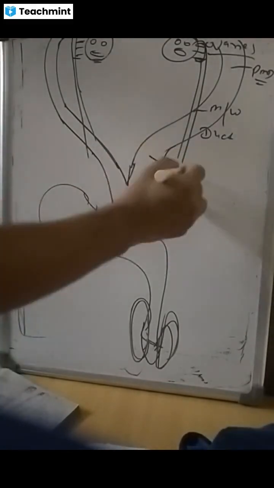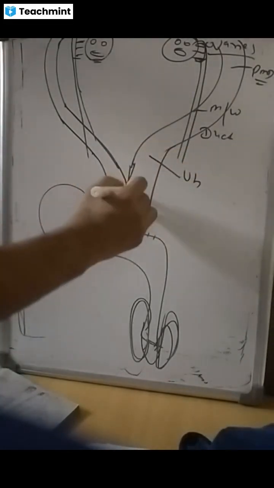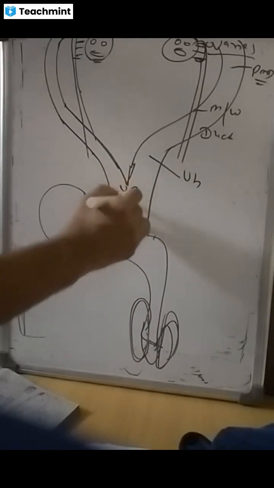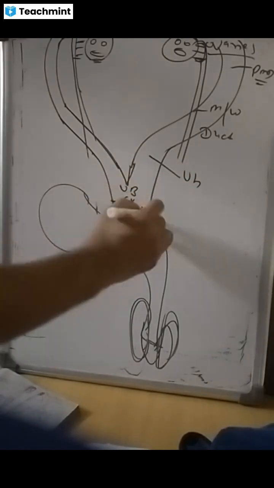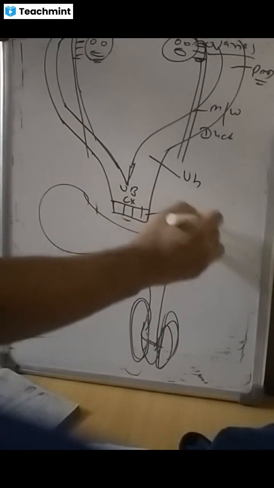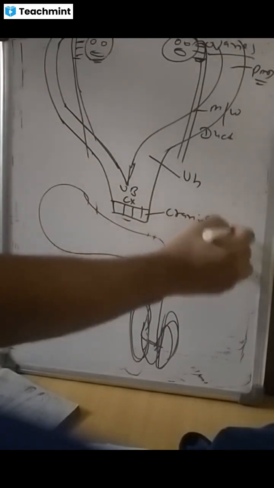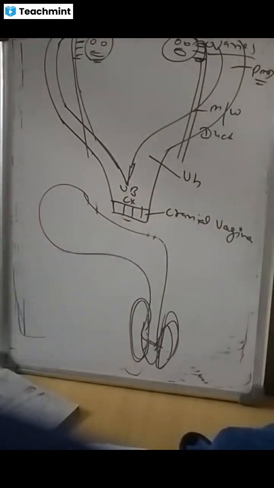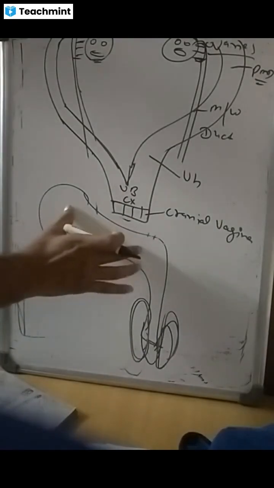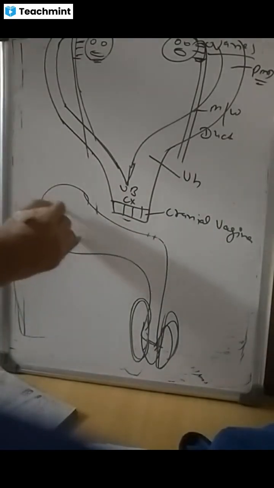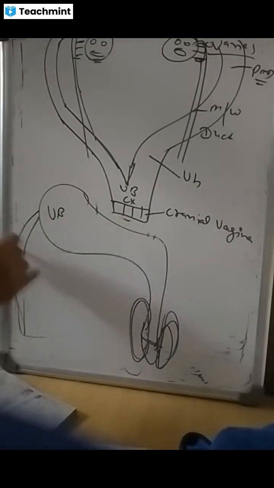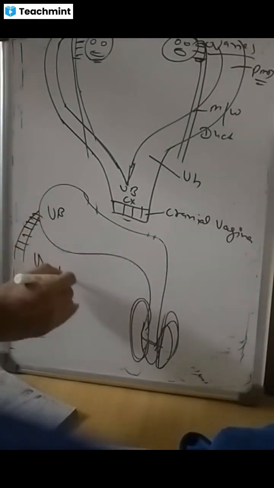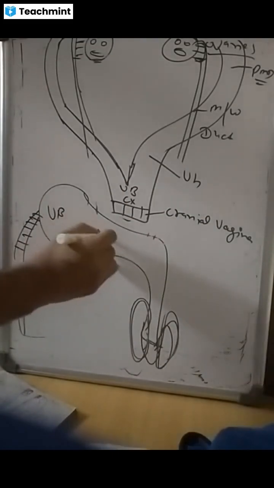So these are the uterine horns. This is known as the cranial vessel. This is the urogenital sinus, which has the urinary bladder, and this has the obliterated urachus. Here, the urethra.